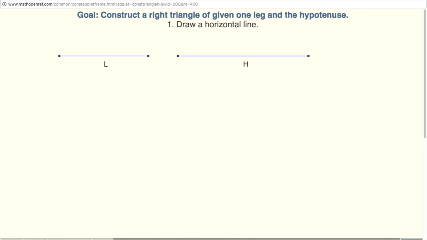Now we're going to draw a right triangle if we're given one of the legs and the hypotenuse. If you remember, in a right triangle, you have two legs, those are the ones that touch the right angle, and the hypotenuse is the longest side that's across from the right angle. So first step, draw a horizontal line.